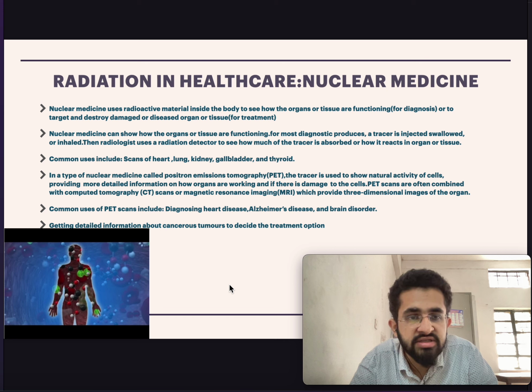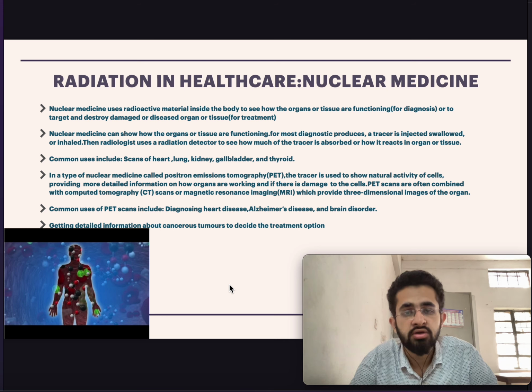In a type of nuclear medicine called positron emission tomography, usually called PET, the tracer is used to show the natural activity of cells, providing more detailed information on how organs are working and if there's damage to the cells. PET scans are often combined with computed tomography, CT scans, or magnetic resonance imaging, MRI, which produces three-dimensional images of organs. Common uses of PET scans include diagnosing heart disease, Alzheimer's disease, and brain disorders, and getting detailed information about cancerous tumors to decide treatment options.